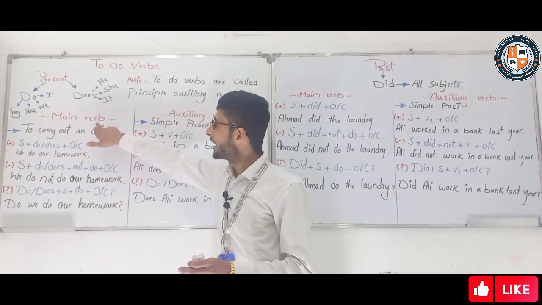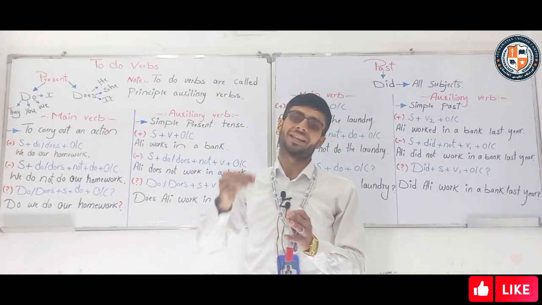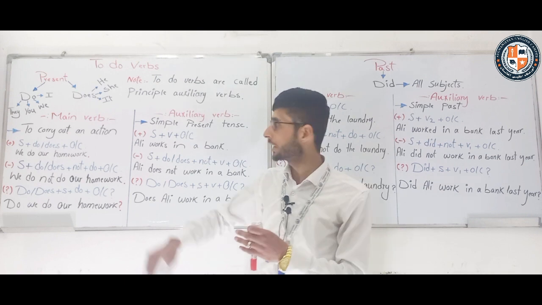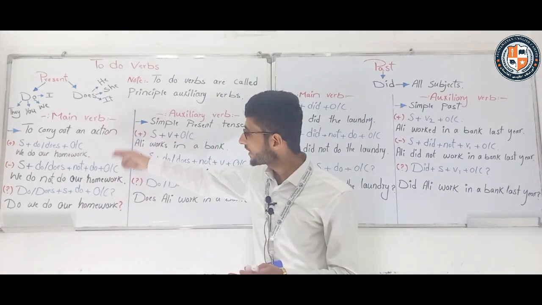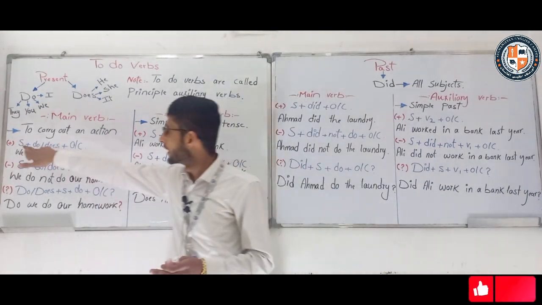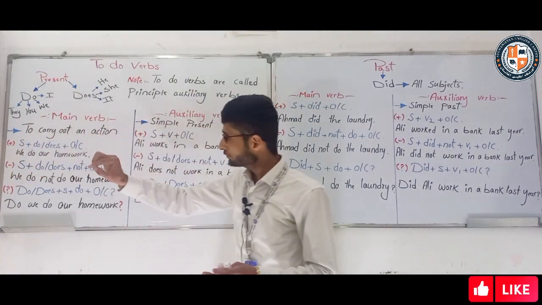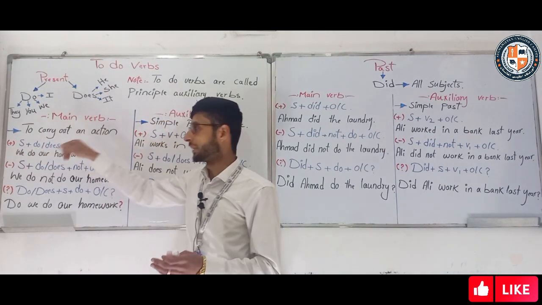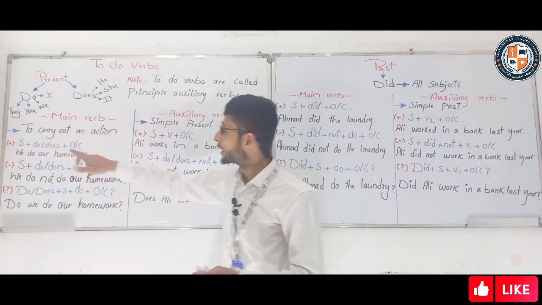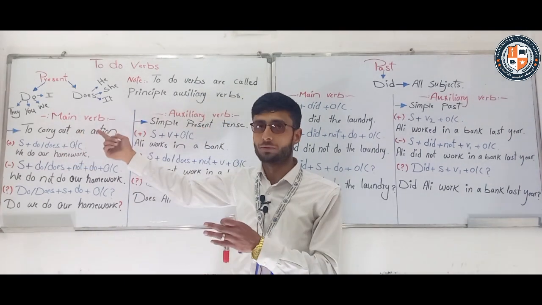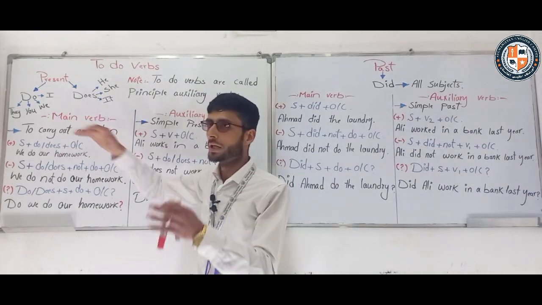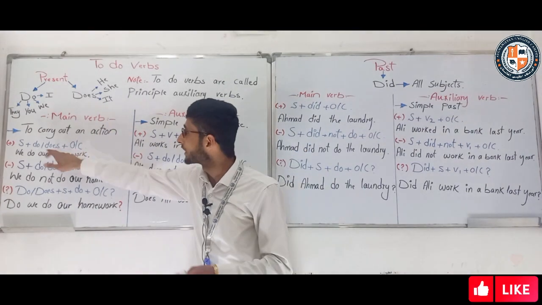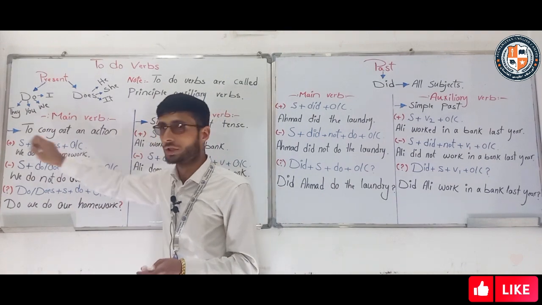When we use them as a main verb, a to-do verb shows an action. When we want to do an action or to carry out an action, we use it as a main verb. These are the structures. Let's come to the positive structure. In positive structure, there is a structure: subject plus do or does plus complement or object. We have do and does, it belongs to our subject. If our subject is singular, it means a singular subject, he, she, it, or Ahmad, Ali, we should use does. But if our subject is plural, we should use do.